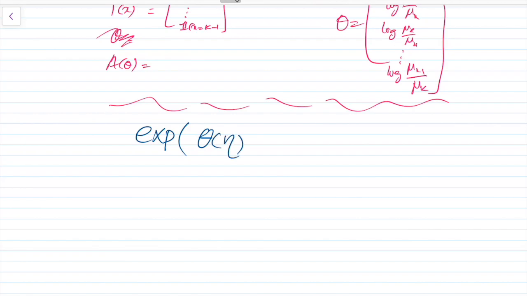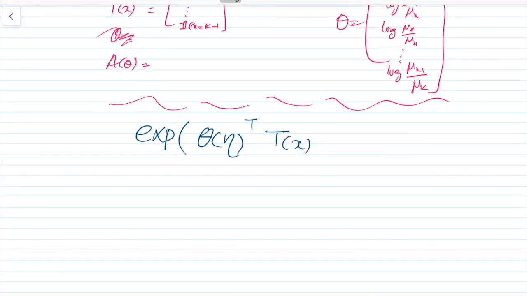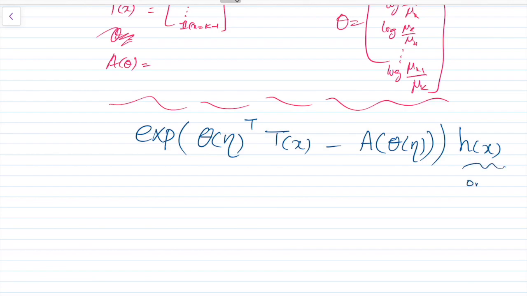So for example, here we had a function of the parameters transposed with some function of x that we call the sufficient statistic, minus some normalizer that is the normalization of theta, or if you have a function of something else, this, multiplied by a function that's only a function of x. So this is only a function of x. This is a linear.